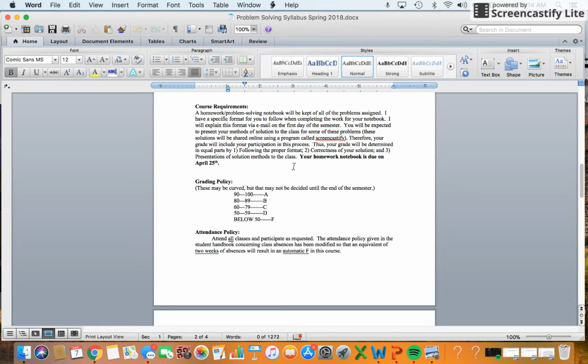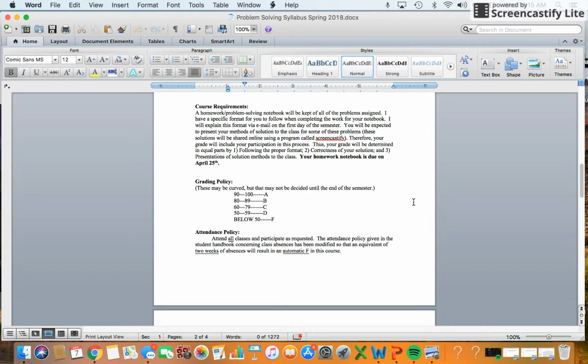And you will see here that there is a format for solving your problems, and that is one of three equal parts of your grade: following the proper format when you solve problems. We'll talk about that in a minute. And of course, you will also be graded on correctness of your solution, and then you will be graded on the presentations of your solution methods in class. And you'll be using Screencastify to present those solutions.